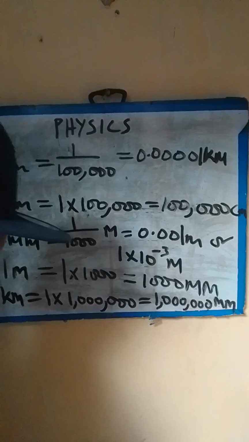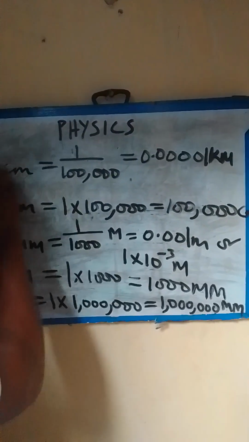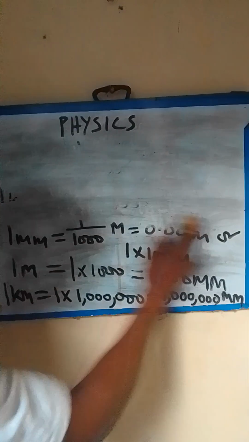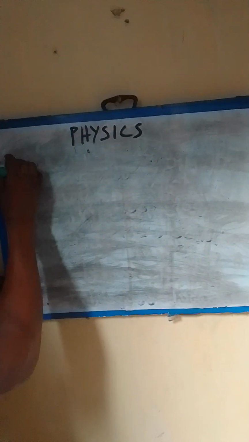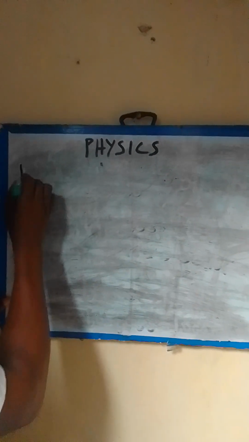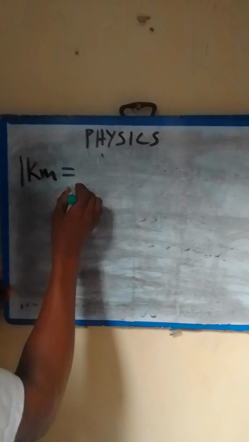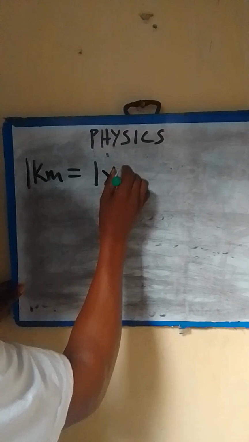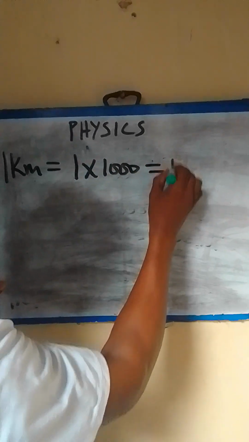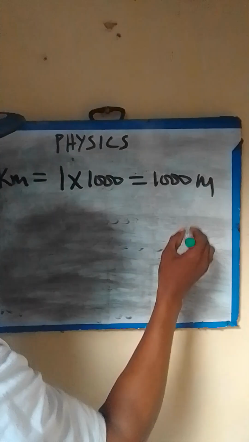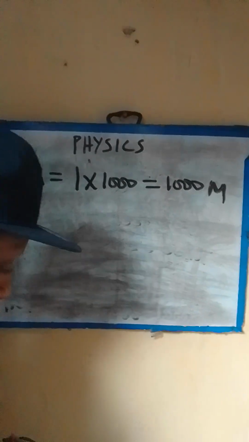So also to convert kilometers to meters, you multiply the value of kilometers by 1000. For example, you have a value of 1 kilometer. To convert this to meters, you multiply the value in kilometers by 1000. By so doing, you'll be having 1000 meters. So that is how to convert kilometers to meters.